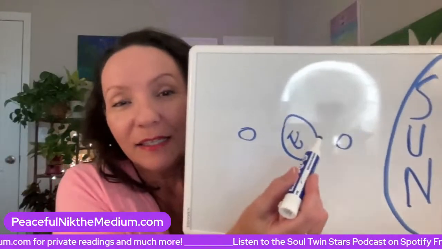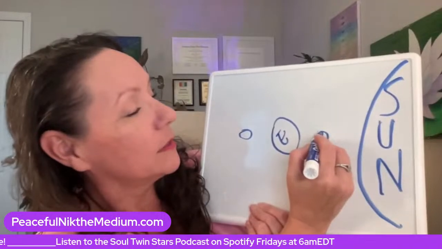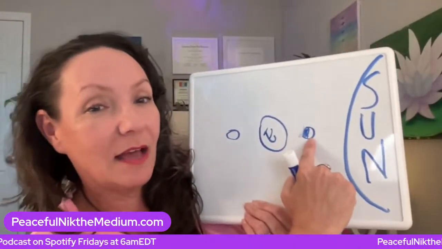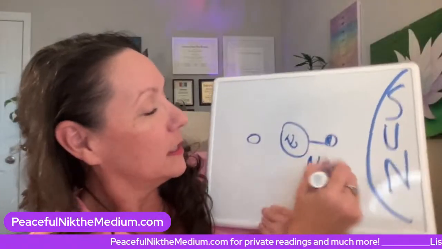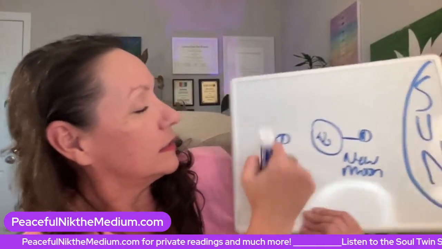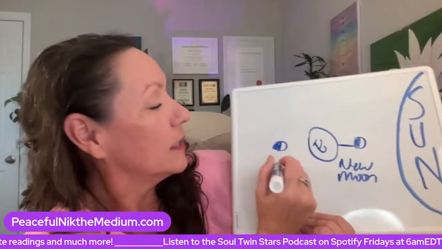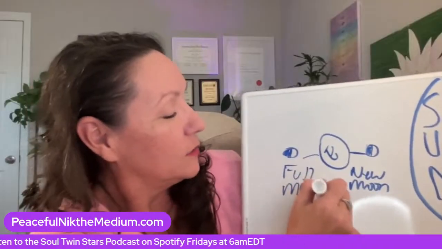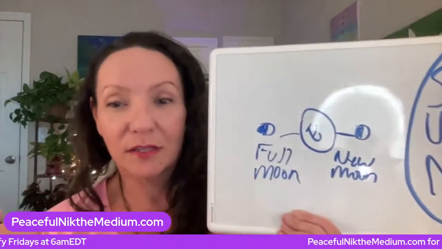So when the sun is shining on the moon, the light from the sun illuminates that half. This half is dark. This is now a new moon. Over here, the sun is illuminating this half of the moon, and this half is dark. From our perspective, we have a full moon. So tonight, we have this scenario where the moon is between the Earth and the sun.